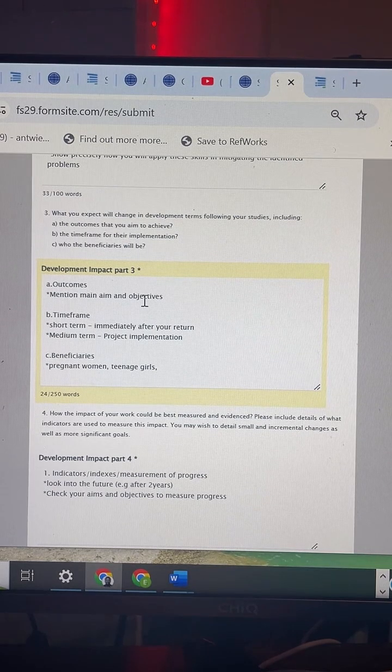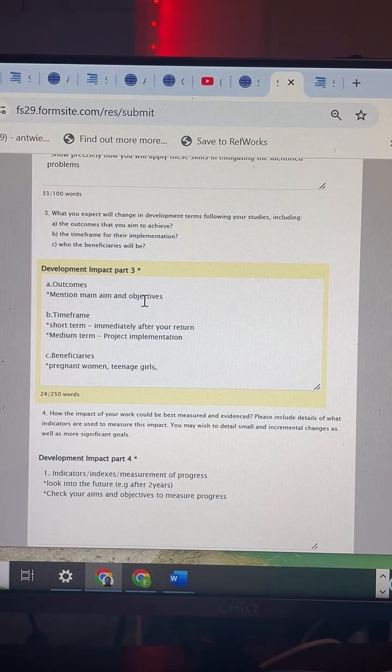So what would be your objectives? So maybe objectives would be to begin a project for educating teenagers within the community, and then see how that will contribute to them having knowledge about sexual practices that is going to reduce the maternal mortality in the long run. And when you are writing these essays, try to mention the community where the impact is going to be felt.